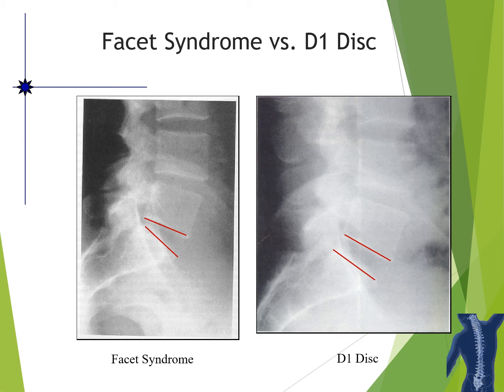Typically, we also see some facet irritation or facet sclerosis because of this. It's reactive sclerosis because, again, those facets are being loaded up. They're not made to bear weight, so they will start early degenerative changes. The disc on the right is our classic D1 swollen disc.